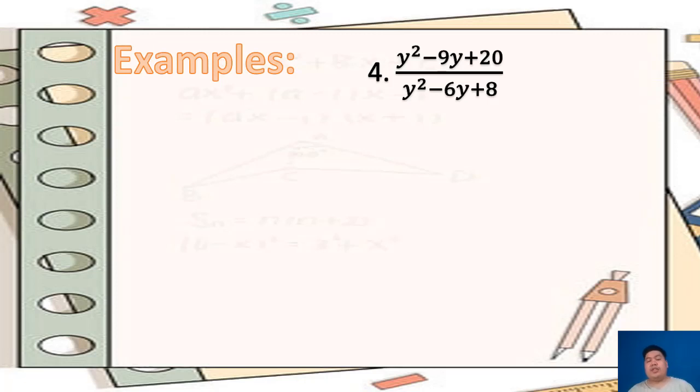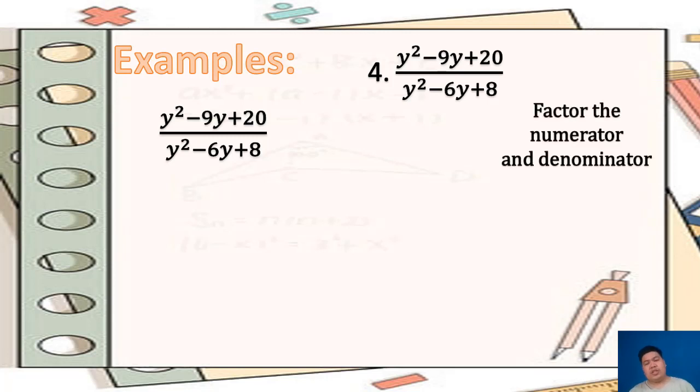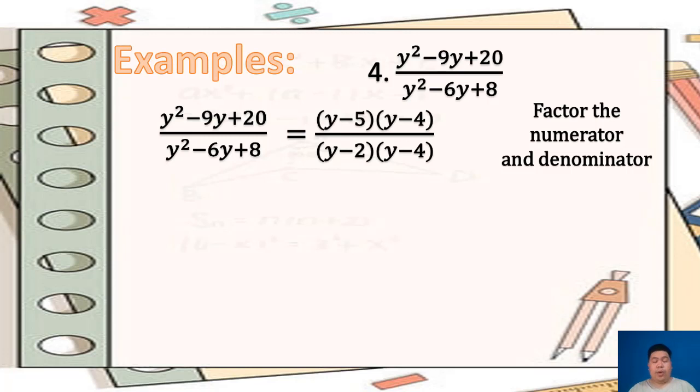Now, for our fourth example, we have the given y squared minus 9y plus 20 all over y squared minus 6y plus 8. So we will use here trial and error, or the general trinomial, in factoring. First, factor the numerator and the denominator. In the numerator, we have y minus 5 and y minus 4. In the denominator, we have y minus 2 and y minus 4.